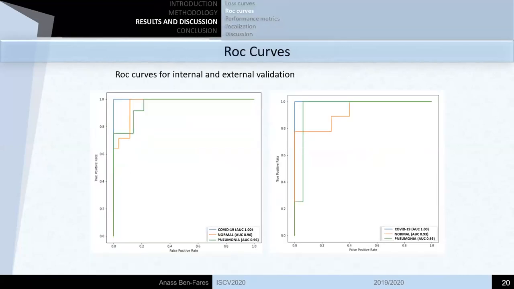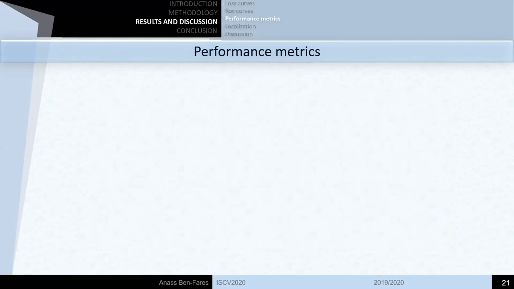The ROC curve is also plotted, true positive rate against false positive rate, for the internal validation on the left and external validation on the right. So the true positive rate is on the y-axis and the false positive rate is on the x-axis. Now let's move on to the performance metrics.